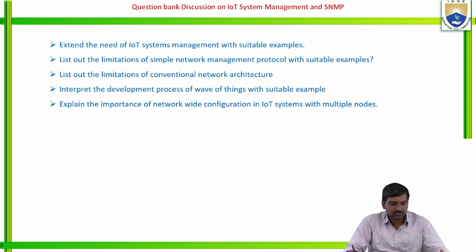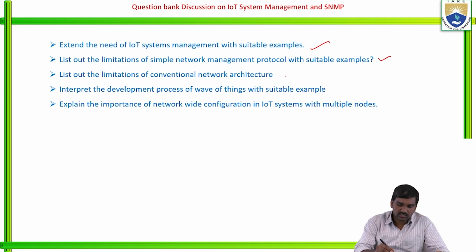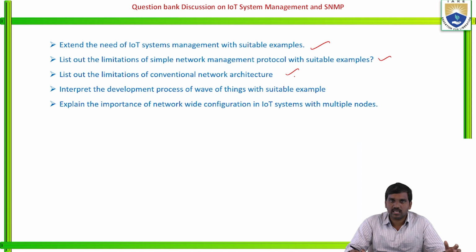Here are some questions based on IoT system management and simple network management protocol. Explain the need of IoT system management with suitable examples. List out the limitations of simple network management protocol with suitable examples, and list out the limitations of conventional network architecture. Before going to software defined networking, first we have to know some limitations of traditional network architecture. In order to overcome those, we move to software defined networking.